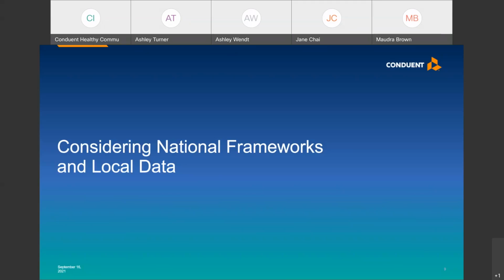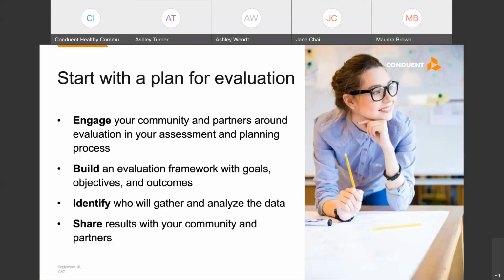Let's talk a little bit about the ways we've worked with clients to address these requirements, starting with considering national frameworks and local data to inform your strategies. My grandmother always said, start how you want to finish. We recommend starting with a plan for evaluation in mind.